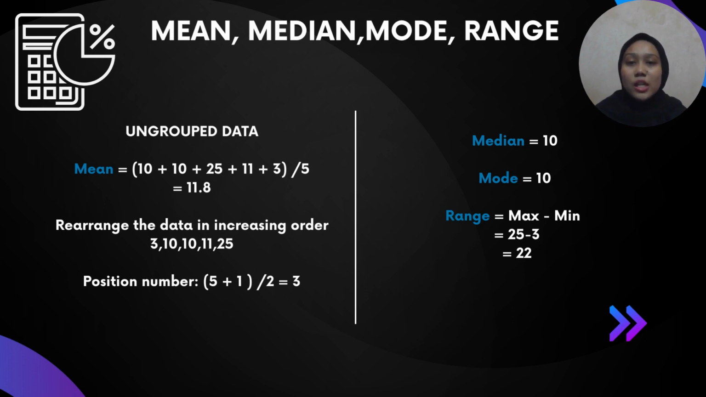Then we calculate the range. Range is the difference between the maximum and minimum value in the data set. For this question, the maximum is 25 and the minimum is 3. By subtracting the values, we get the answer 22.